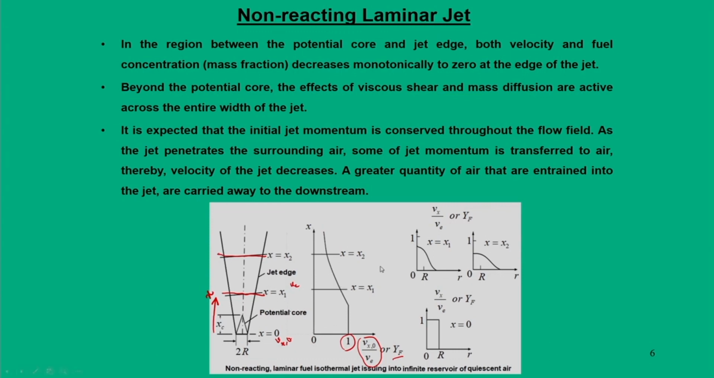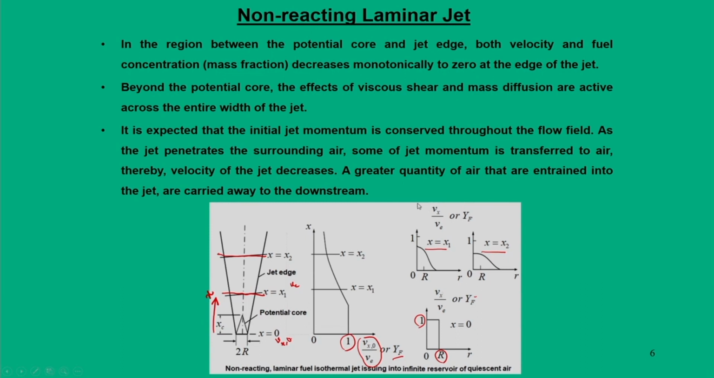Another way we can represent what happens to the fuel mass fractions is at two different locations. At x equal to 0, we have radius r, and whether you take the velocity ratio Vx by Ve or the fuel mass fraction, they are 1. But when we go to any x, this value keeps on changing. So Vx by Ve or Yf monotonically comes down. At x equal to 0 its value was initially 1, but at x equal to x1 it has come down to this value. And at a further distance, x equal to x2, this value drops again. So there is a monotonic drop in the velocity ratio and the fuel mass fraction.